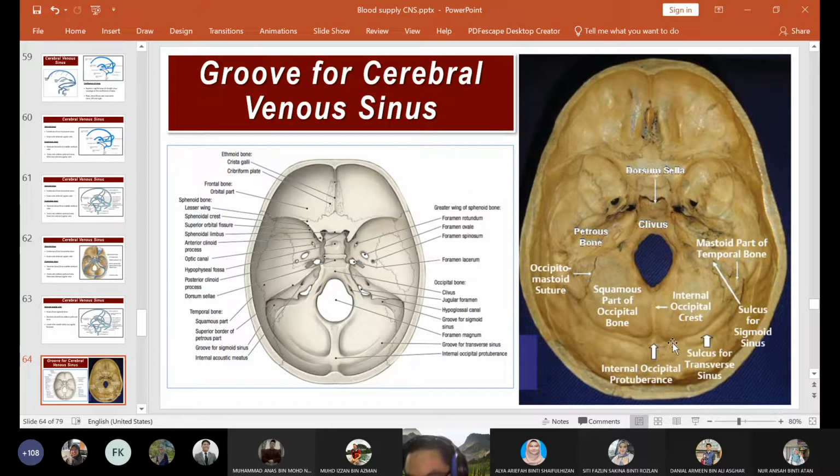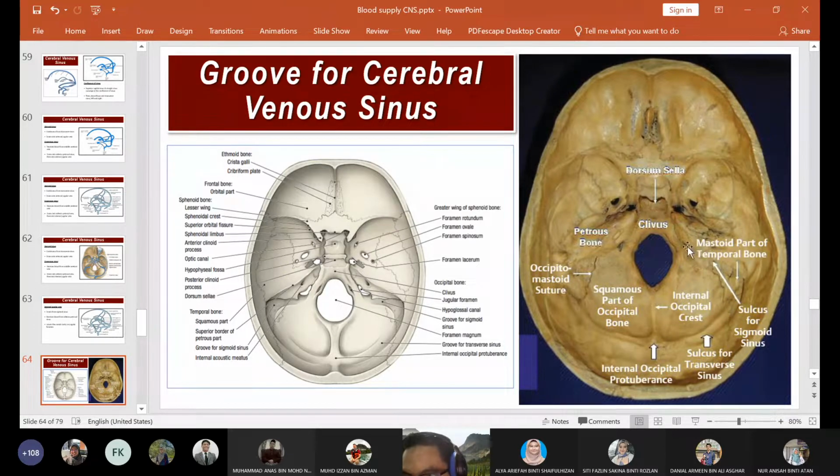Groove. Without the vein, you can see the groove. This is the groove for transverse sinus. Look, this is where the internal occipital protuberance is, where the confluence of sinus is, and you should also see the groove for the sigmoid sinus. Look, sulcus for sigmoid sinus.